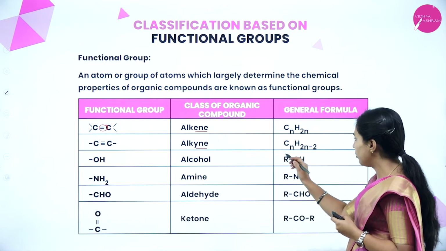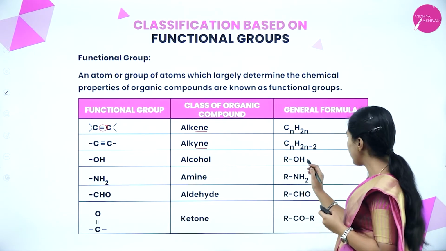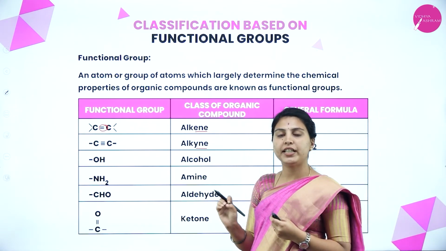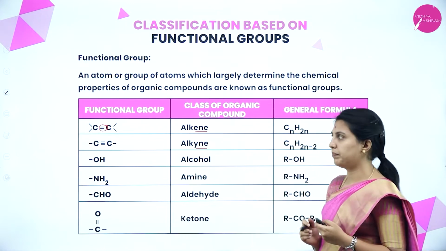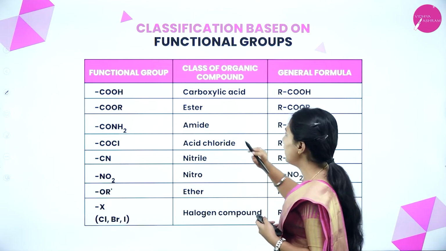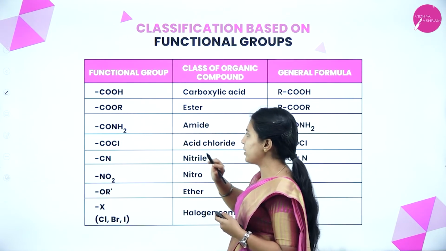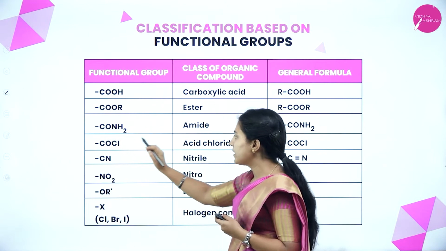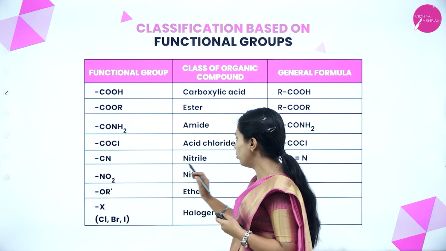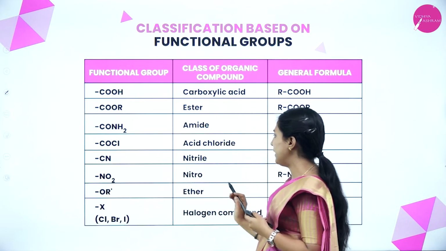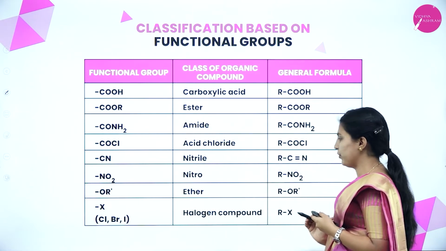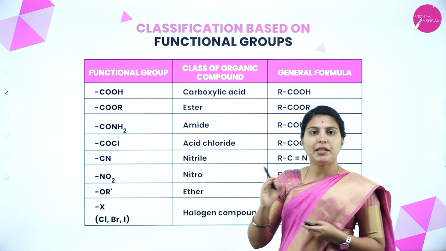Any kind. If you add this R to a general formula, this functional group should be present to determine which class of organic compound is written, or what the properties are, to identify. COOH is carboxylic acid, COOR is ester, CONH2 amide, COCl acid chloride, CN nitrile, NO2 nitro, OR ether, X is nothing but halogen, that is halogen compounds. This is a very important table.